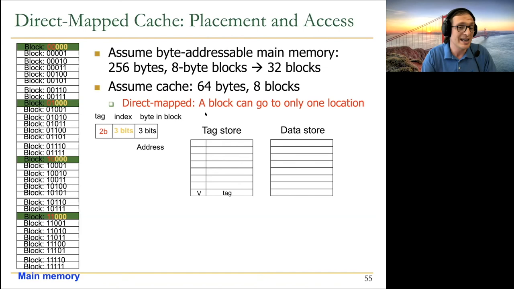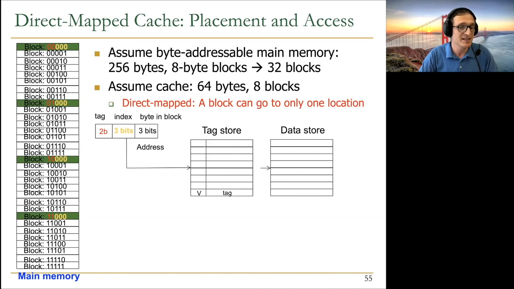This is our 8-bit address. The processor issues an 8-bit address, and it's looking for this address. The least significant bits specify the byte in block. There are 8 bytes. The next least significant bits are the 3-bit index. Why 3 bits? Because you have 8 possible indexes in the cache. And then the tag is the remaining bits, 2 bits over here. So what do we do to query the cache?